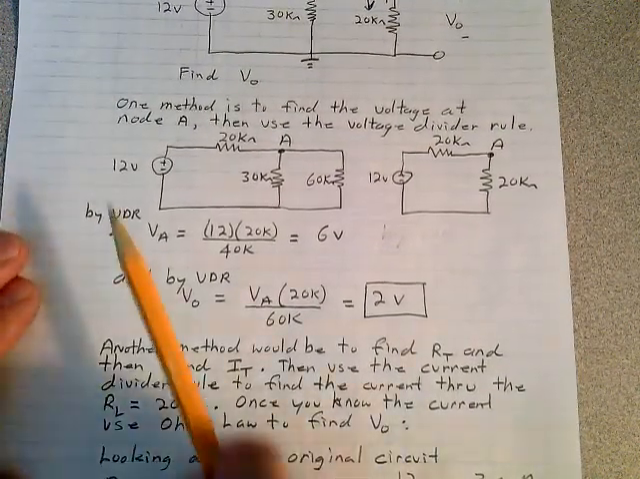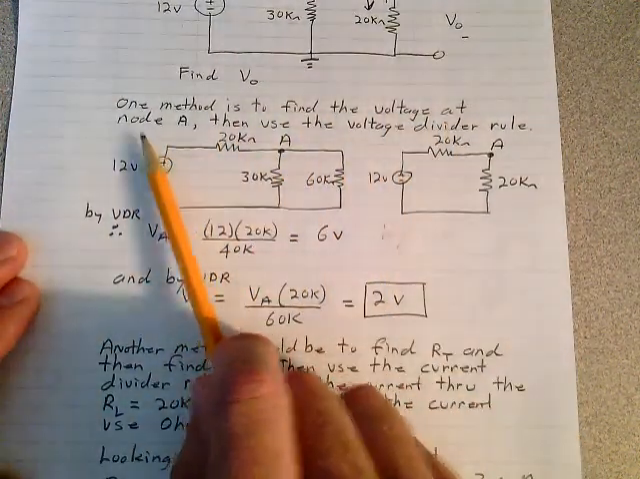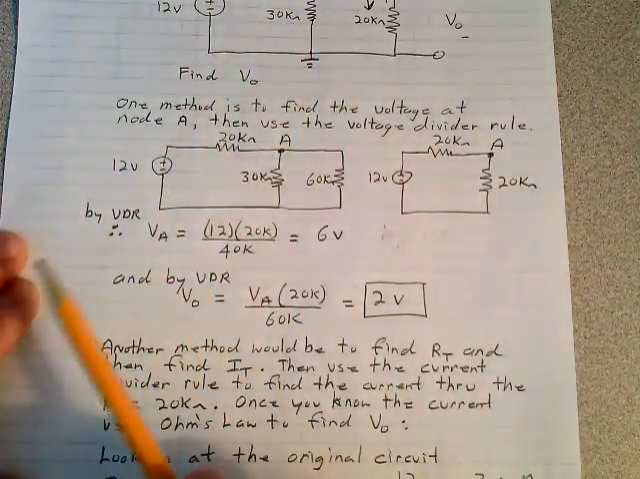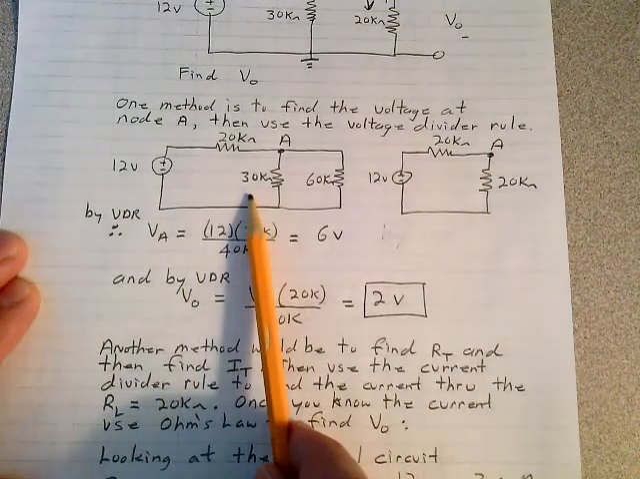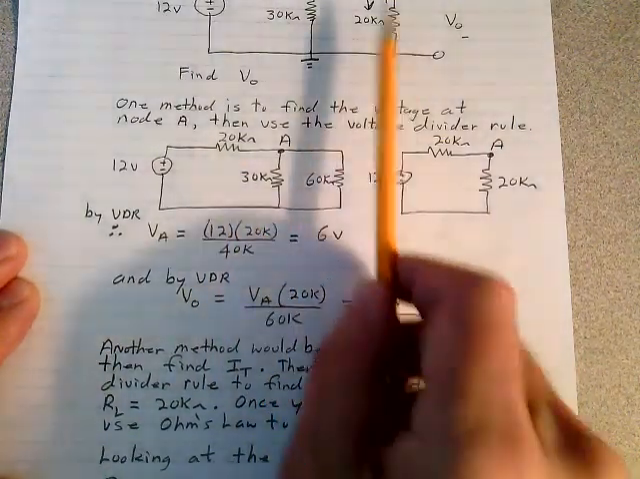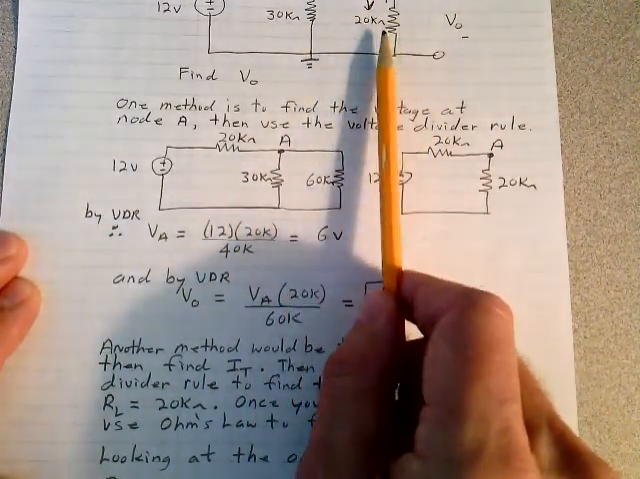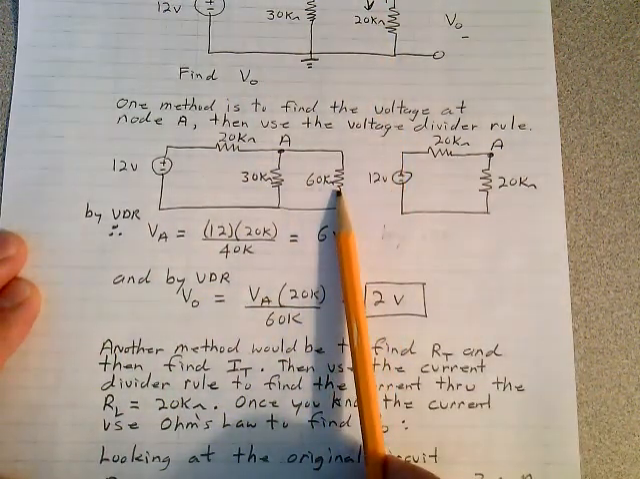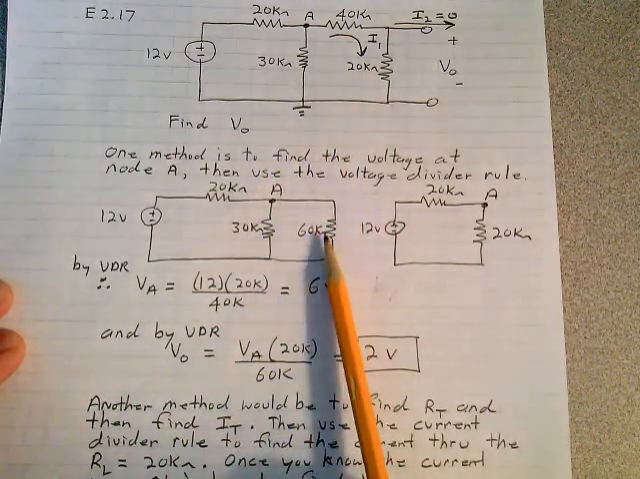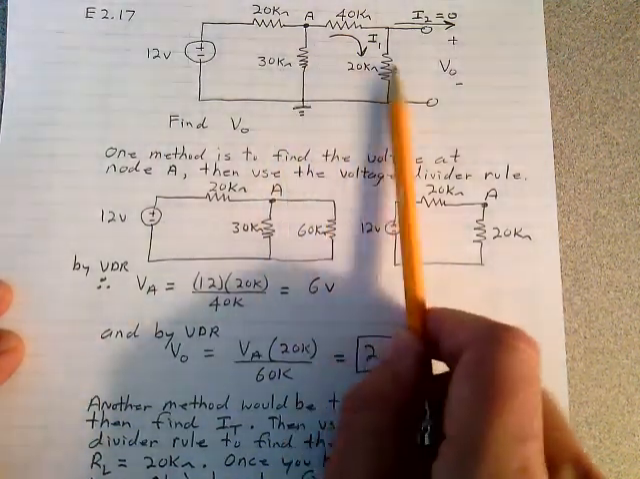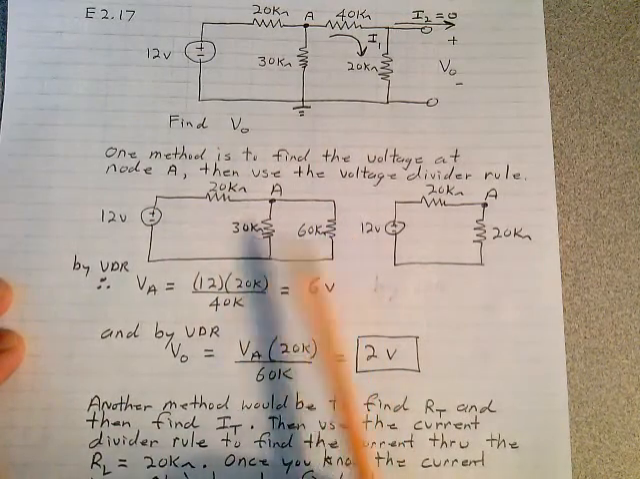One method is to find the voltage at node A. I labeled that node A, and then use the voltage divider rule. So if you take a look, what I've done here is I've taken the 40 and the 20, added them up and got 60, made one resistor out of these two resistors up here. And that puts the 60K in parallel with the 30K. I got the equivalent resistance there.